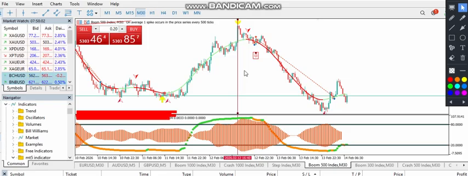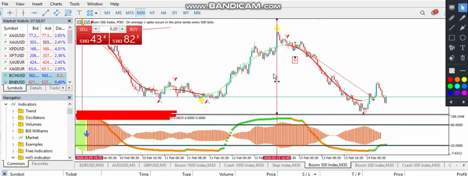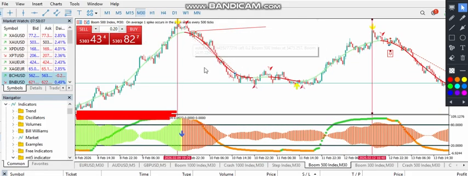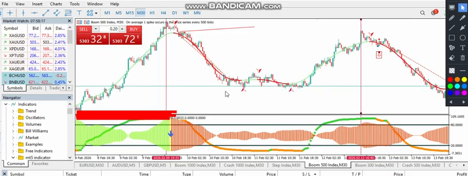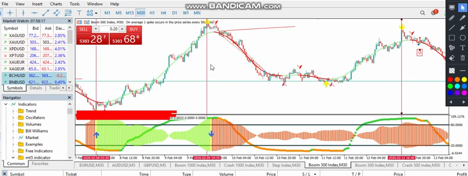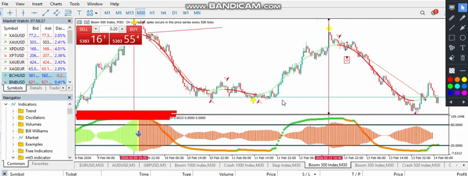So this is Boom 500 on the 30-minute time frame. I'm going to show you how I took this trade yesterday. As you can see, I have a trade that I took here, another one that I took in this area, and another one here. So this indicator has been working very well. I'm going to show you proof of how I took it here and how I also took it on the first one.